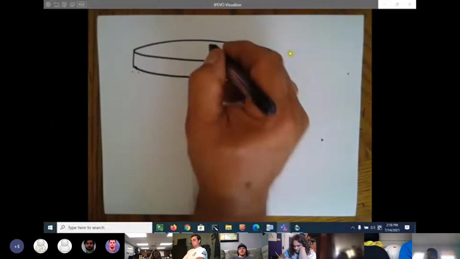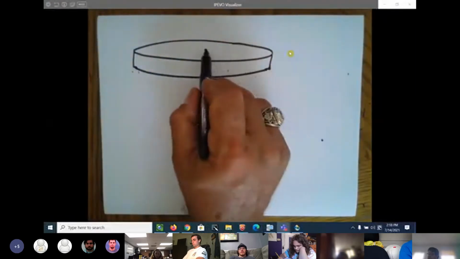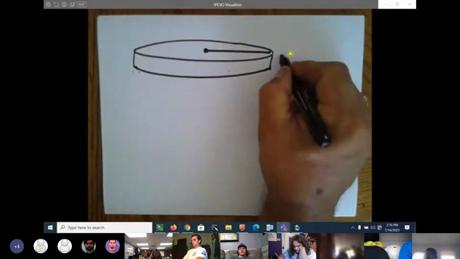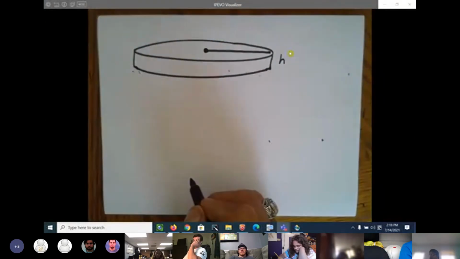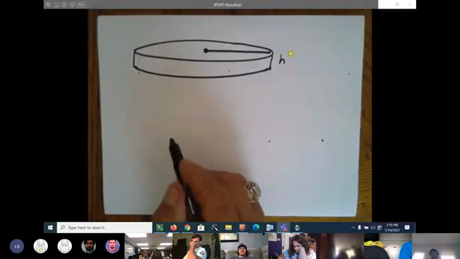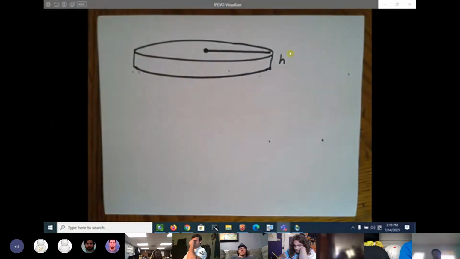That's a disc. And you've got a radius. And you've got a height. So what is the volume of a cylinder? That's a cylinder. It's a cylinder, like chopped off.